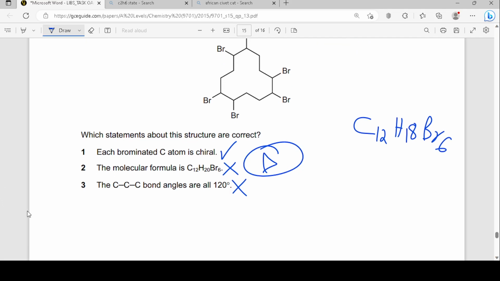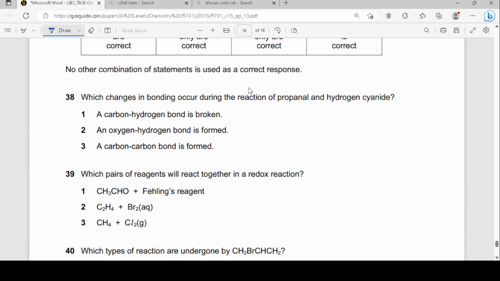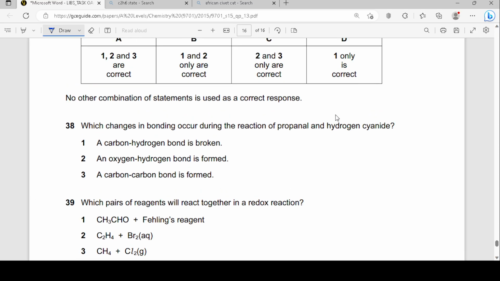Okay. So next, which changes in bonding occur during the reaction of propanol and hydrogen cyanide? I have propanol and hydrogen cyanide. They're asking about bonds, so I think it's better if I draw them out. So let me draw out even propanol. CH3CH, it looks prettier if I make it like this, COH, right? Plus HCN, obviously.